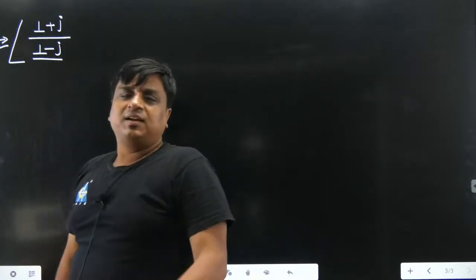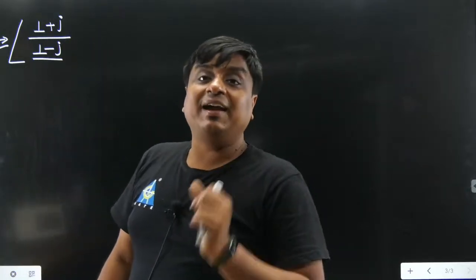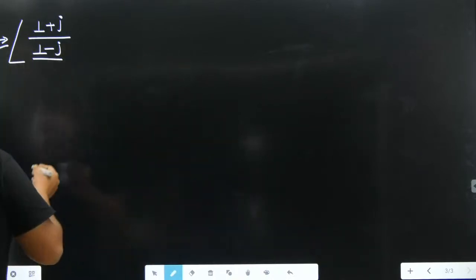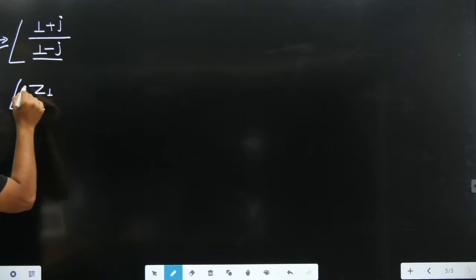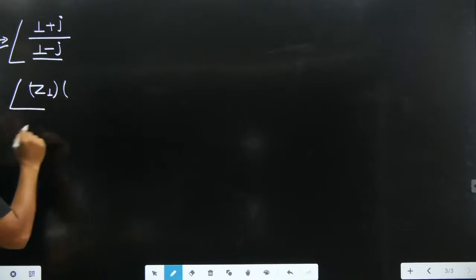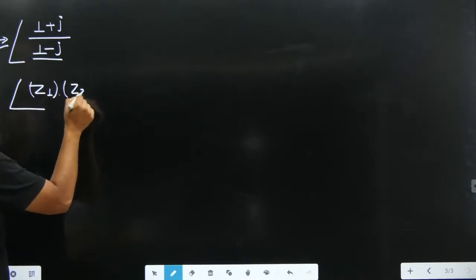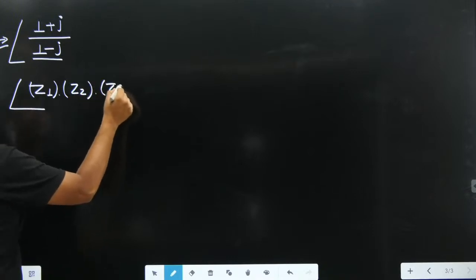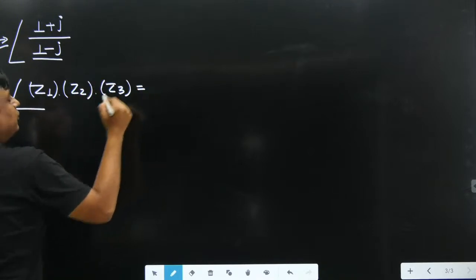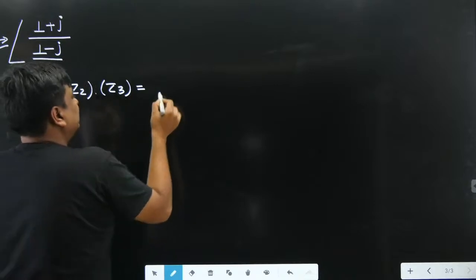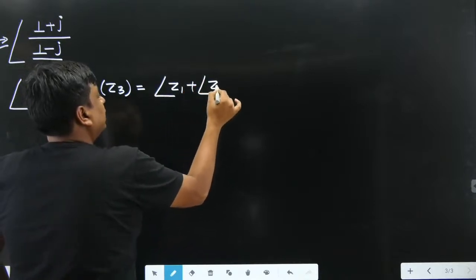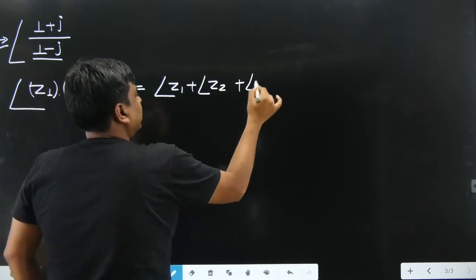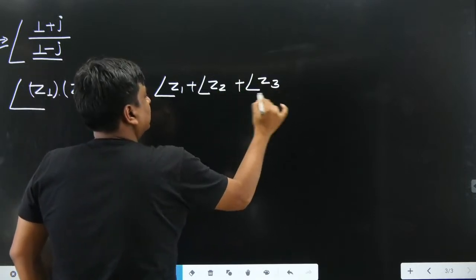One of the best things with the angle is this: if the first complex number is getting multiplied with the second complex number, which is getting multiplied with the third complex number, and you try to calculate the total angle offered by the system, it is just the angle offered by the first plus the second plus the third.